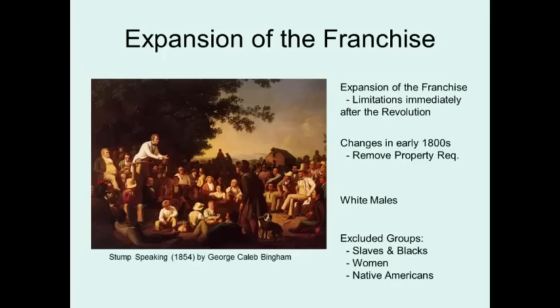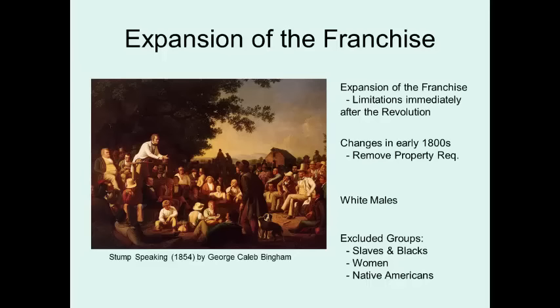Another reason for the rise of the age of Jackson is going to be the expansion of the franchise. Remember, franchise means voting, being able to vote. And this is all tying together, as you can see, because once people are less deferential, once people begin demanding equality, we are going to see the political process have to catch up to that. And the political process will end up expanding the franchise.